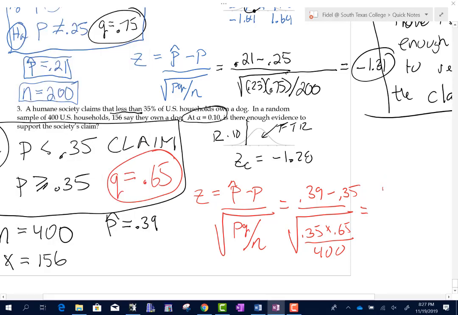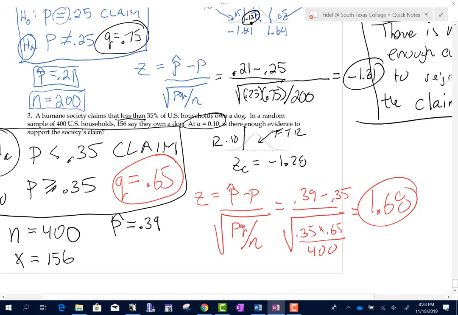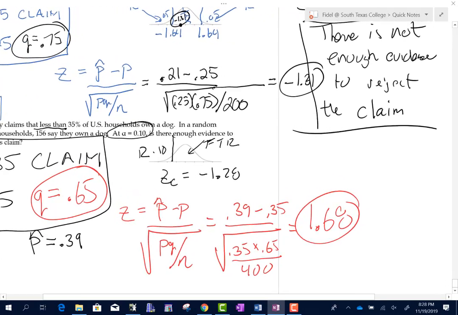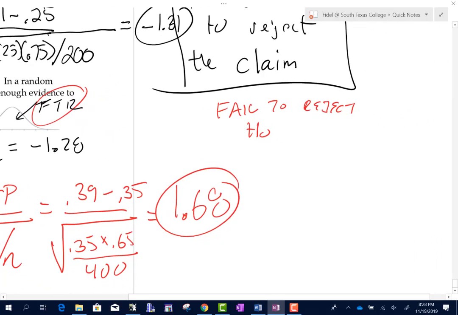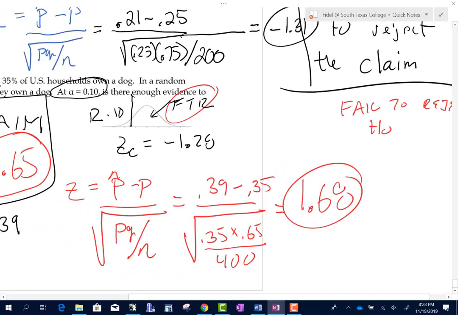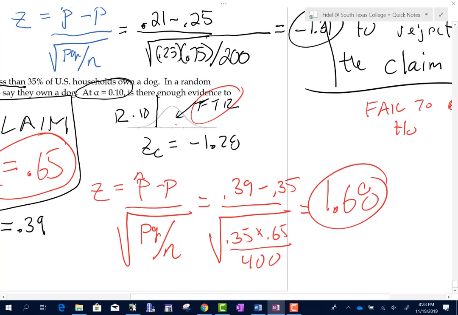Okay, so 1.68. So guys, let's see. What do you think? Reject or fail to reject? Fail to reject, right? Okay, so we're going to go like this. We're going to fail to reject the null. Yeah, so 1.68 would be somewhere over here, right? Does that make sense? Good.